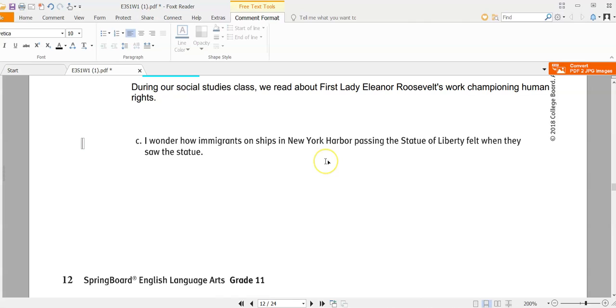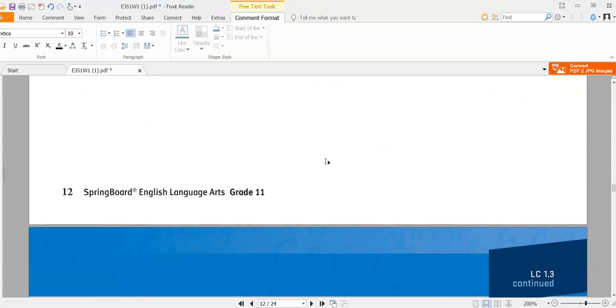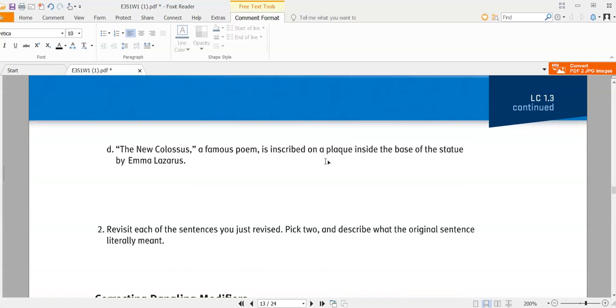Actually, for this one, I'm going to tell you what seems kind of weird. I wonder how immigrants on ships in New York Harbor passing the Statue of Liberty felt when they saw the statue. So it kind of makes it seem like the Statue of Liberty felt something. Can the Statue of Liberty feel something? Who's supposed to be the one that's feeling? Why isn't it next to the people that are feeling? And then down here, the New Colossus, a famous poem, is inscribed on a plaque inside the base of the statue by Emma Lazarus. So Emma Lazarus built the statue? Like the statue is by her? Or what's being said here?